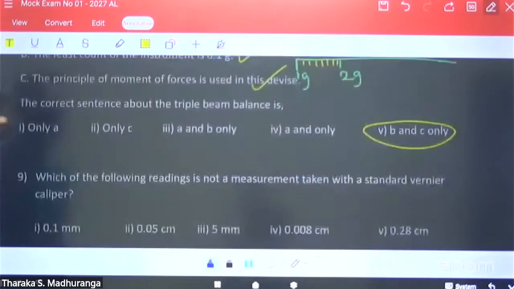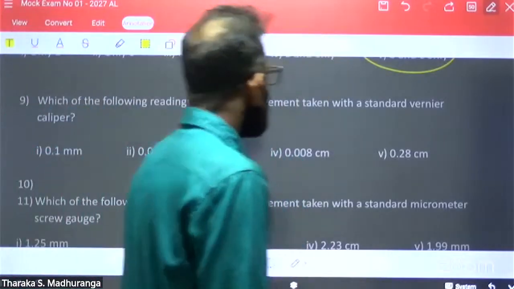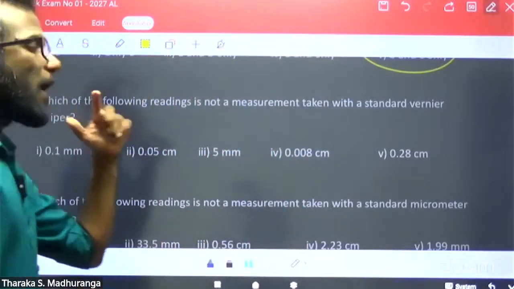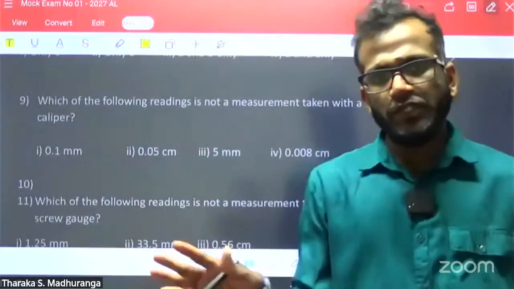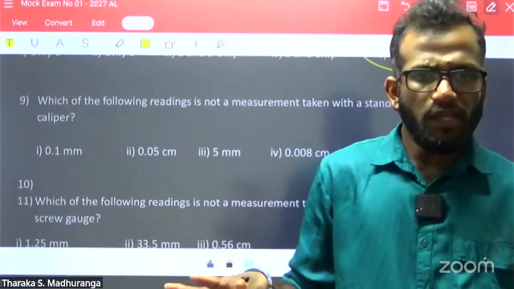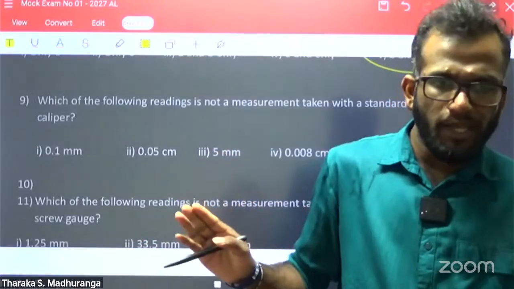Okay, come to question number 9. Which of the following readings is not a measurement taken with a standard vernier caliper? This question is very important. Which of the following readings is not a measurement taken with a standard vernier caliper?